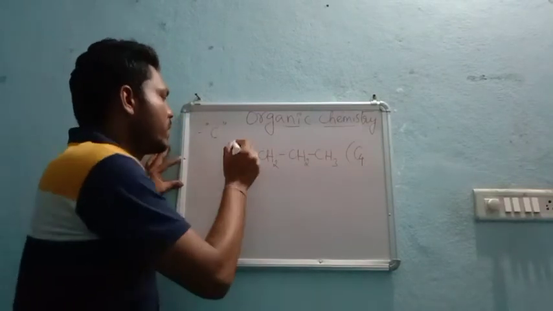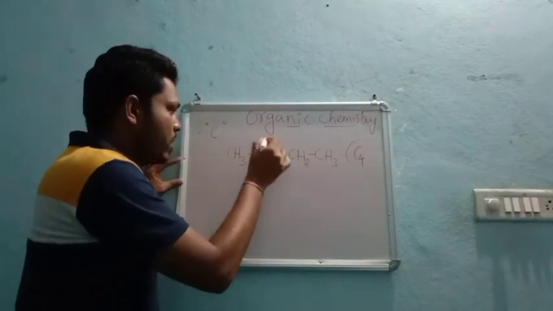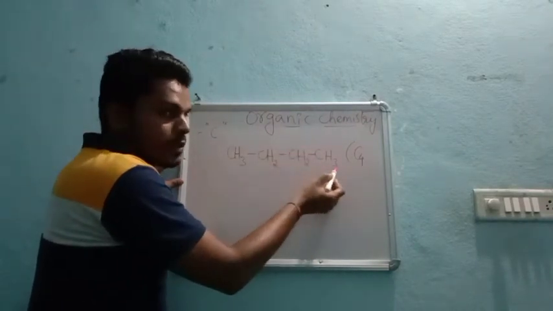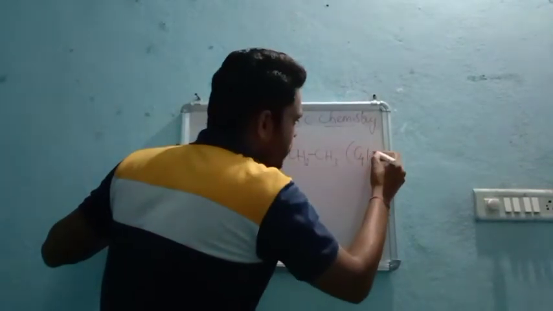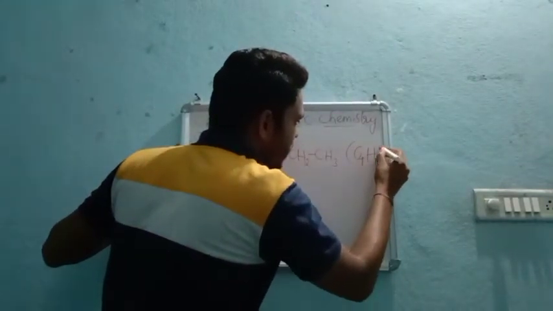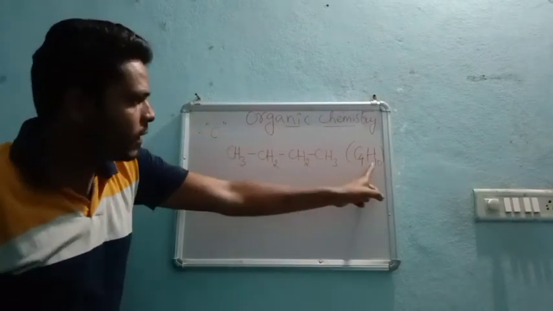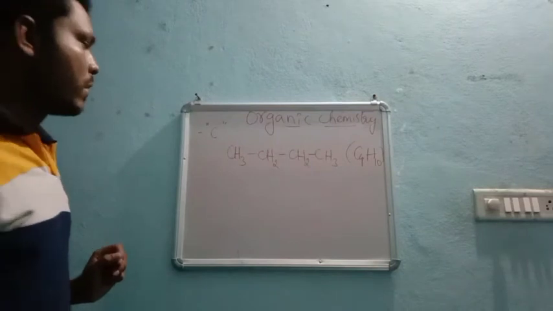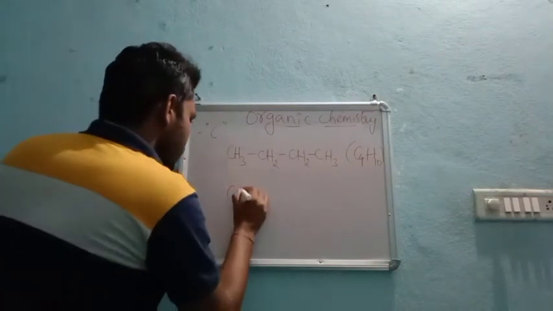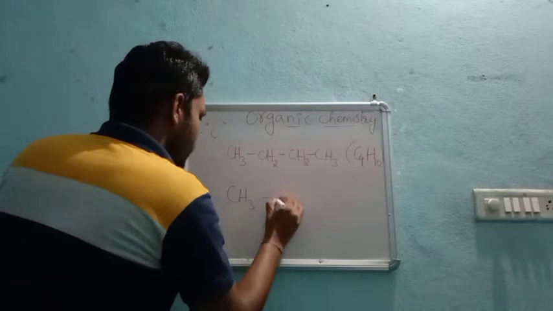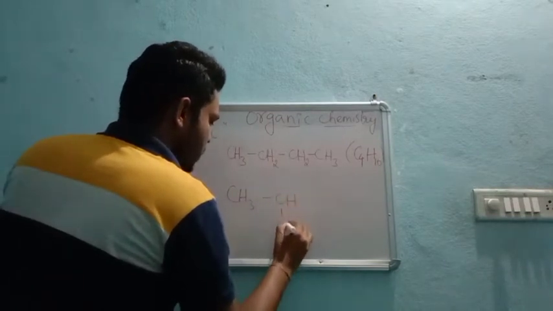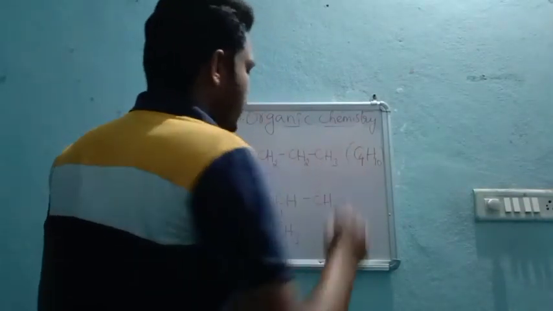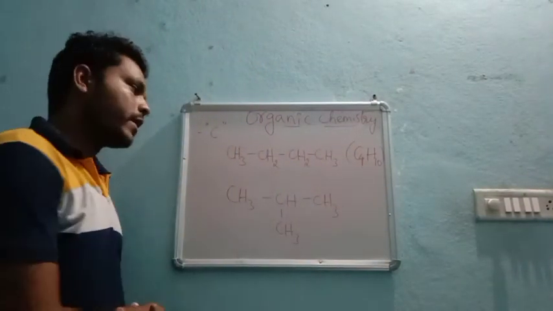Now count the number of hydrogens. 3 plus 2 is 5, plus 2 is 7, plus 3 is 10. That means hydrogens are 10. This is the molecular formula. Now, one more. CH3, CH, CH3, CH3. Now, can you count the number of carbons and hydrogens?